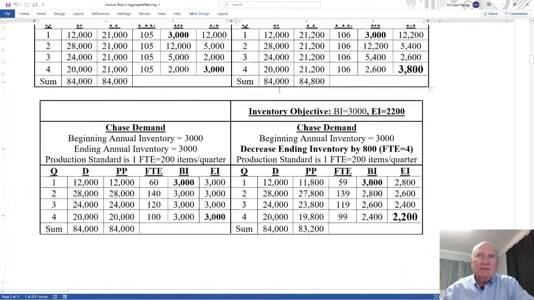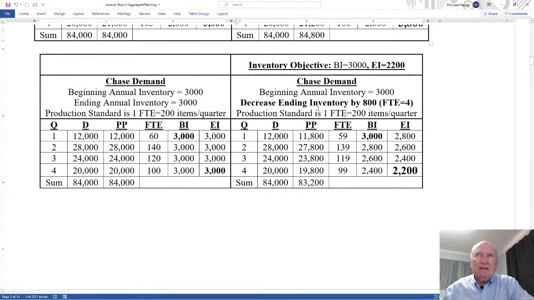But let's go to chase demand. Now in chase demand here my inventory objective is start with 3,000, end with 2,200. So my chase demand is decreasing my ending inventory by 800. Again, this could have been increase or decrease, but I'm just using this as an example. This is a good example. So if I decrease it by 800, it's going to go from 3,000 down to 2,200, 800 less.